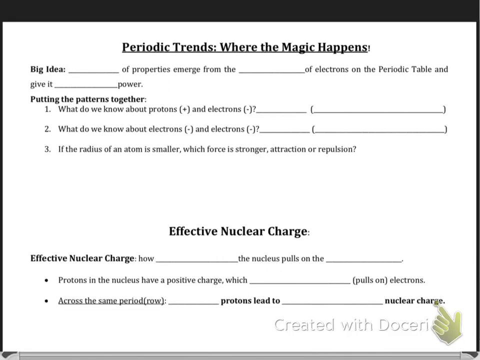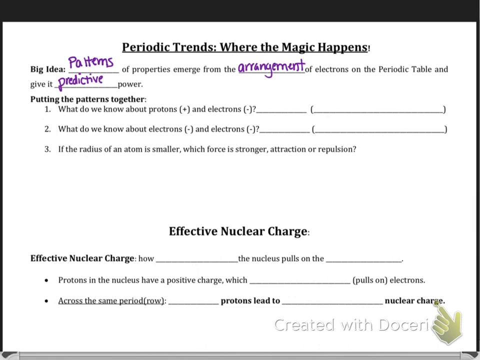We're going to learn about patterns on the periodic table, and these patterns are called trends. So the big idea of this unit is that patterns of properties are going to appear from the arrangement of electrons. I know this blank is sort of small, but try your best. So arrangement of electrons, and they give it predictive power. This means that we can make predictions on what kind of trends the periodic table will have depending on how the elements are arranged.